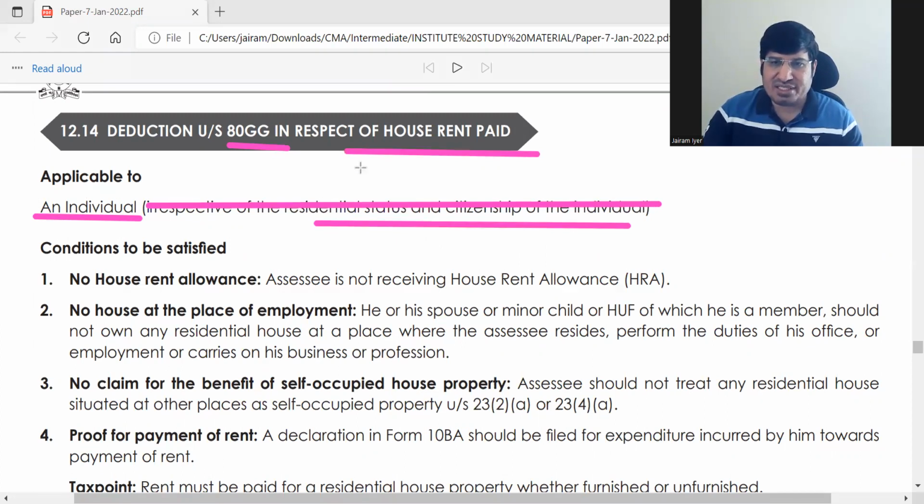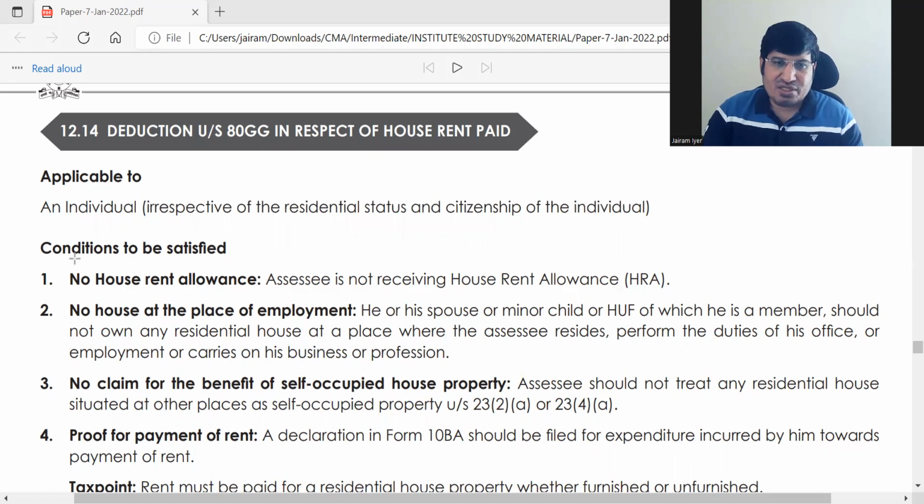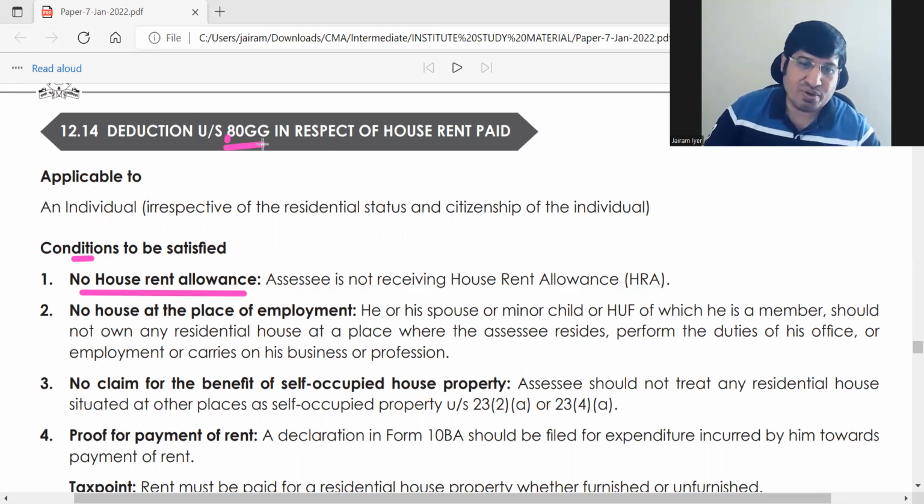And what are the conditions for this? He should not be getting any house rent allowance, because if he is getting house rent allowance, he will get HRA deduction there. So the first condition is no HRA. This deduction can be claimed only by those people who have no HRA.